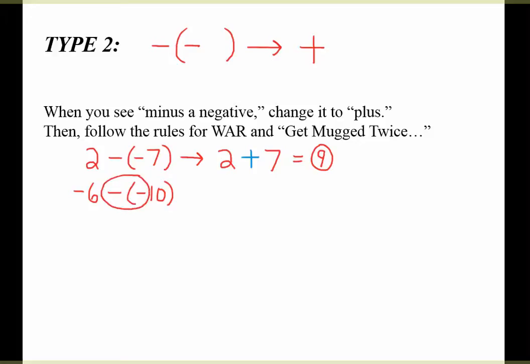Okay, here we see that minus a negative structure. That minus a negative structure. Very different than in the type 1 problem. Okay, so that's what we're looking for in the type 2. And we're just going to convert this to negative 6. That negative stays the same because it's not in play here. And then the minus a negative changes to a plus. So we're going to have negative 6 plus 10.